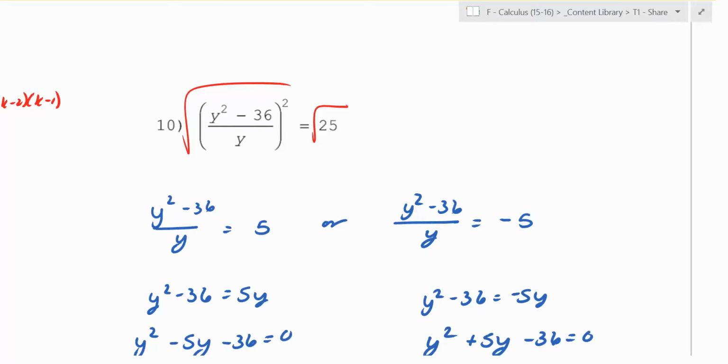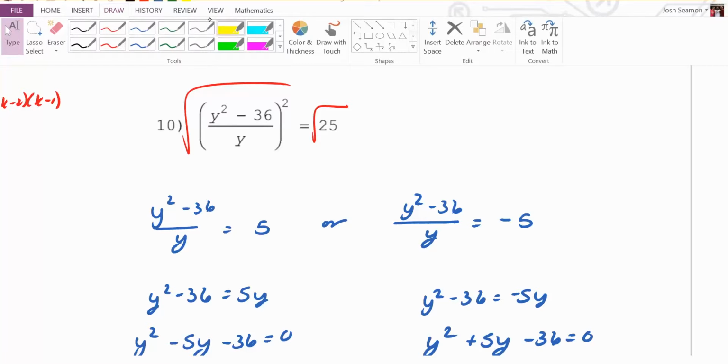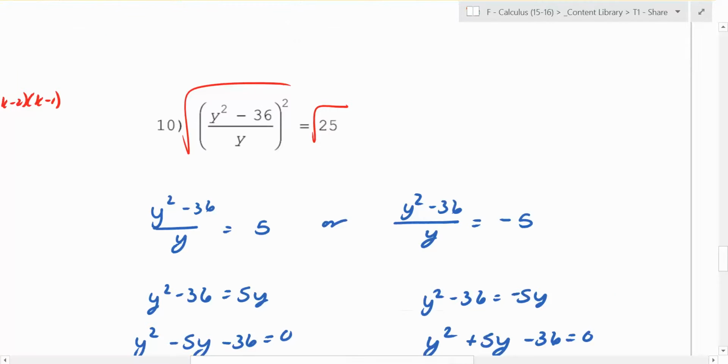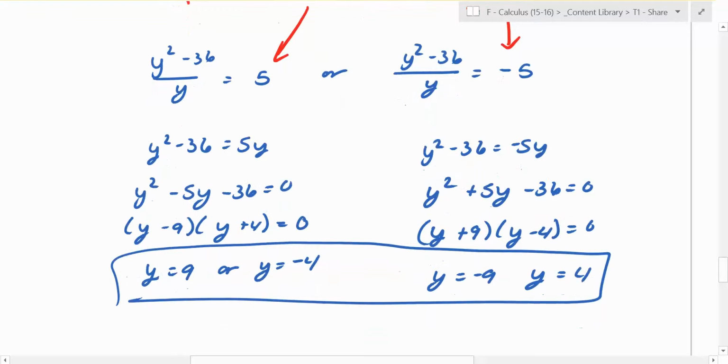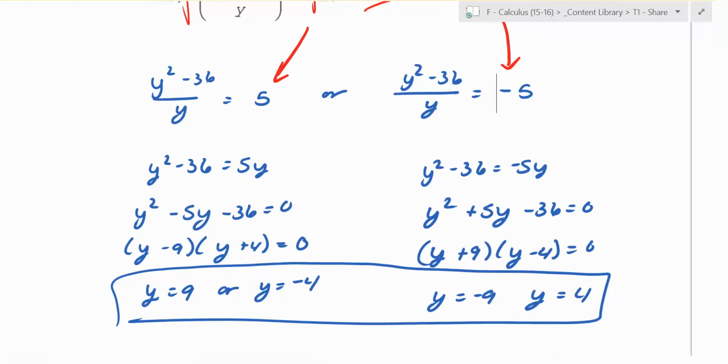Here's the thing. When you take a square root, what is the square root of 25? Plus or minus 5. Exactly. There's two paths. You're either going to get 5 or you get negative 5. You don't say equals plus or minus 5. You say one equation equals 5, the other equation equals negative 5. What does that allow you to do? Two different equations that you have to factor. It's a quadratic that's nicely factorable as shown on the board.